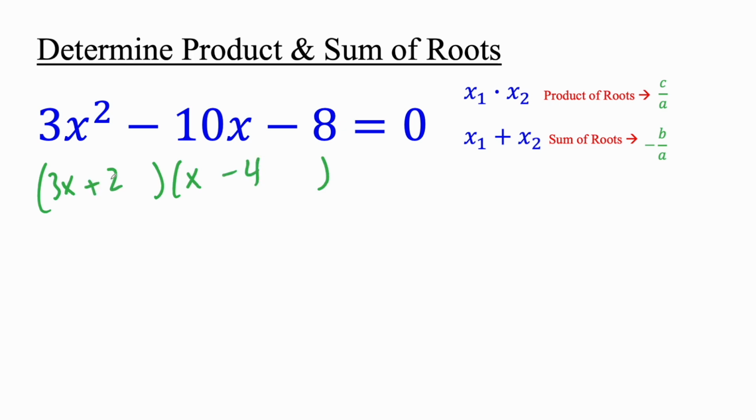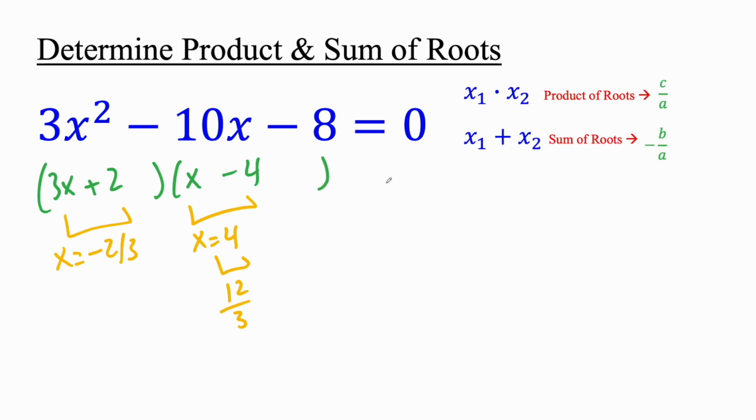And real quick, we can check: 2 times negative 4 is negative 8. 3x times negative 4 is negative 12x. 2 times x is 2x. Negative 12x plus 2x is negative 10x. And so by doing this, the value of x would equal 4, and the value of x here will be negative 2/3. So the product of the roots, 4 times negative 2/3, you get negative 8/3. And if you want to do the sum of the roots, you could get a common denominator. So we could say this is 12 divided by 3. 12 divided by 3 minus 2 divided by 3, you get 10 divided by 3.